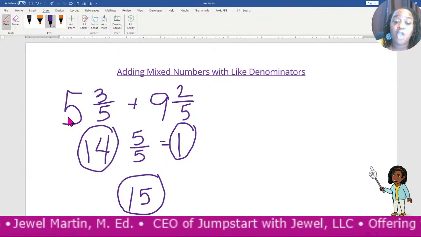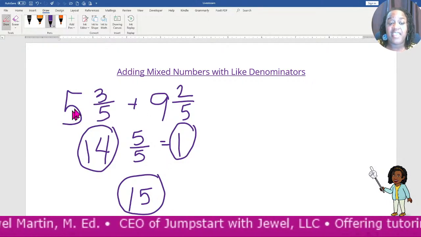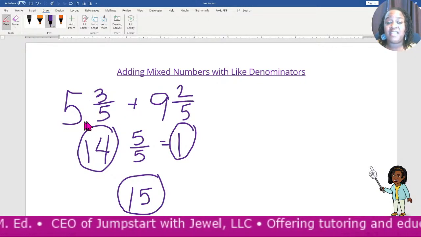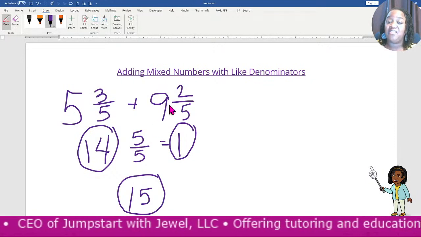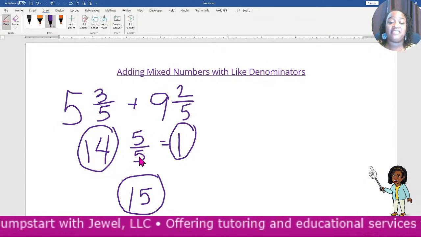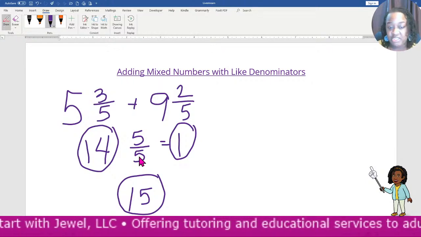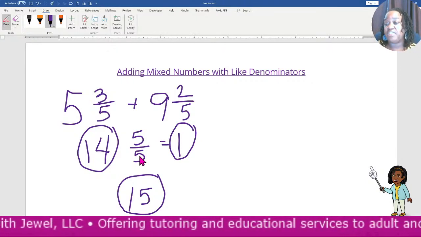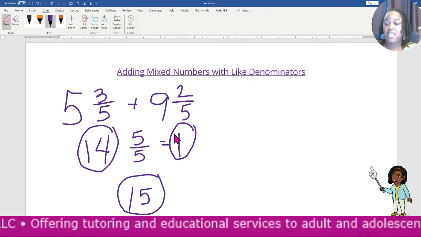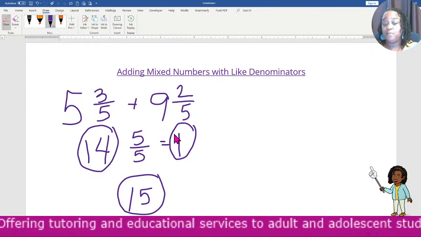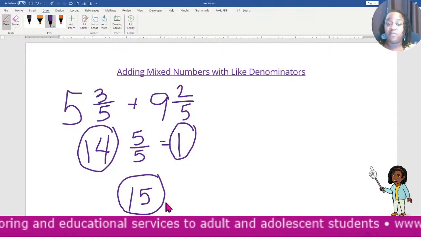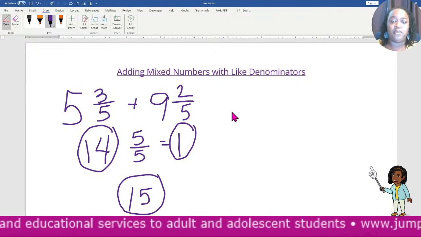So although we started with a mixed number, 5 and 3/5 plus 9 and 2/5, once we added the whole numbers and then we added the numerators, the numerator happened to be the same as the denominator, and you can't keep a fraction like that. If you ever see a fraction where the same numbers are on the top and the bottom, you have to make it 1. It's a whole. So that becomes 15. Let's practice another one because that one gets people a little confused.